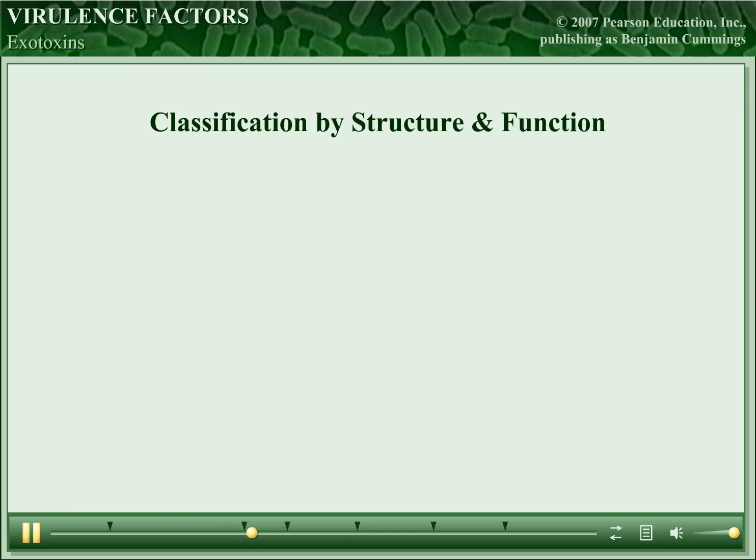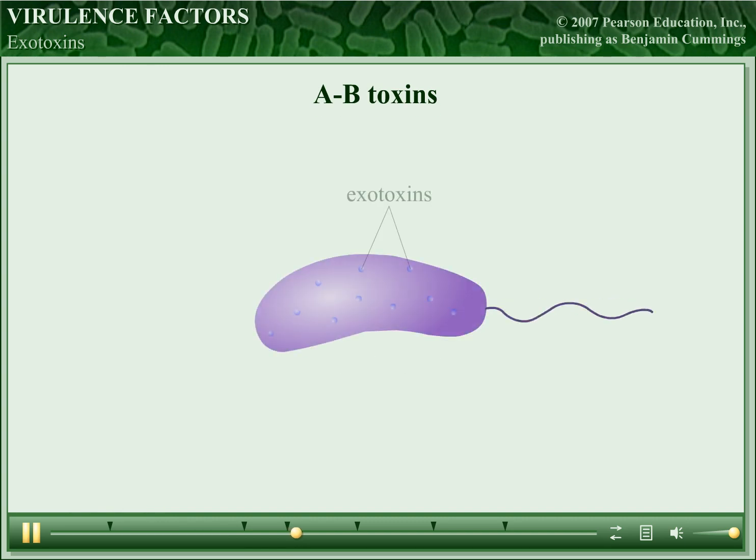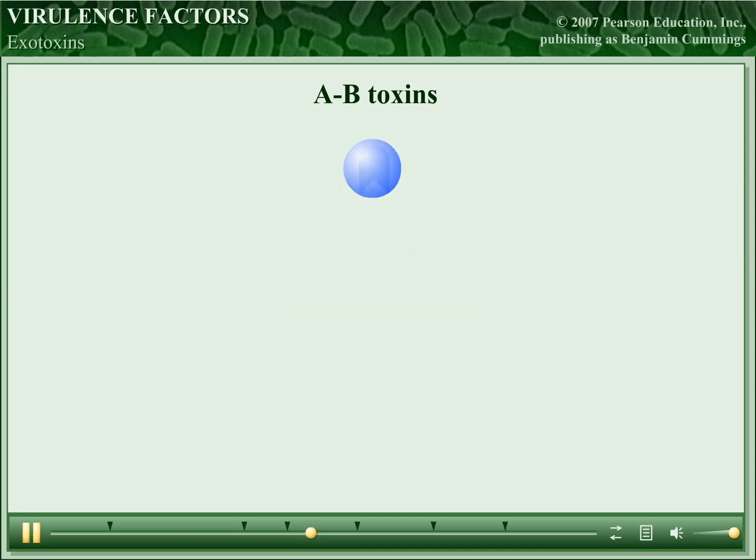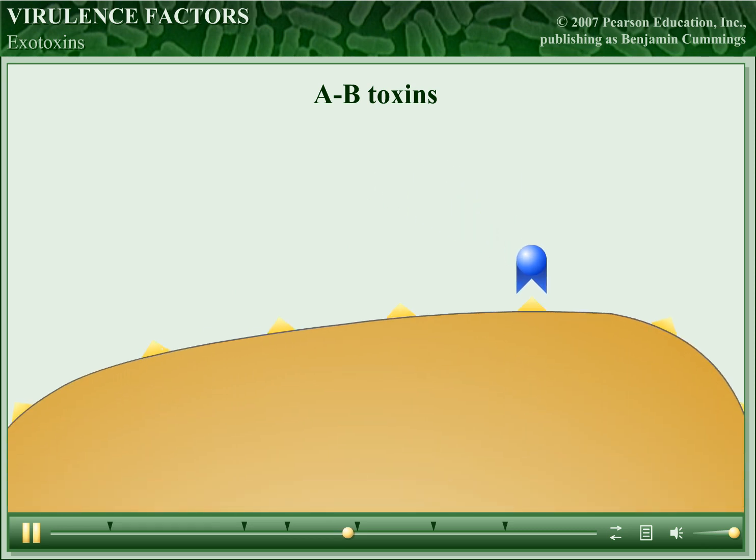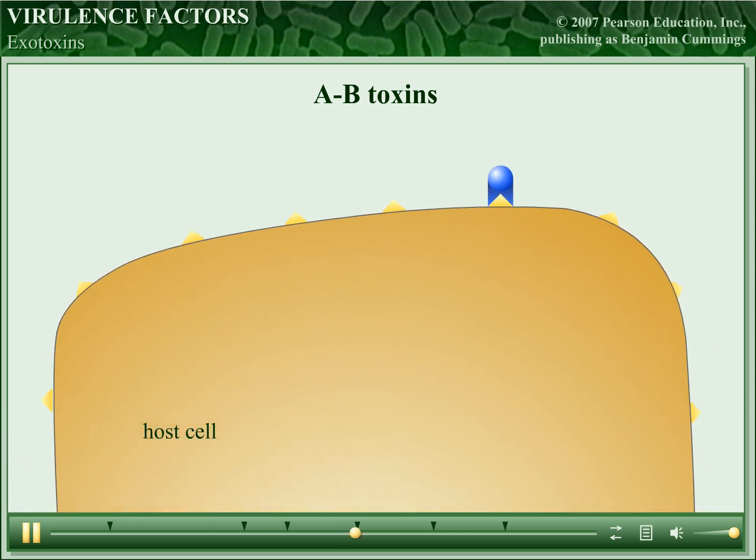Exotoxins can also be classified by their structure and function. This classification scheme has three categories: AB toxins, toxins that disrupt membranes, and superantigens. Most exotoxins are proteins with two domains, A and B. The A domain of the exotoxin is an enzyme that has a particular function. The B domain of the exotoxin is the binding component. It binds to a specific receptor, usually a carbohydrate on the host cell.